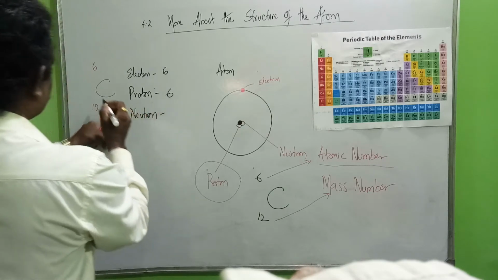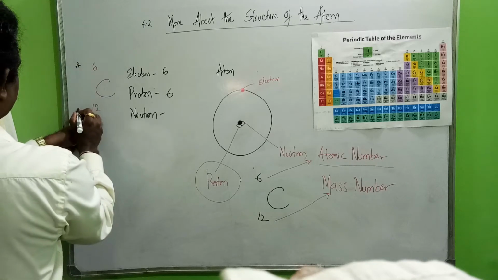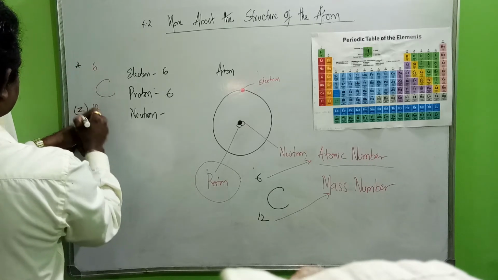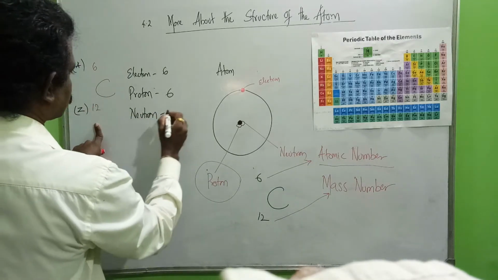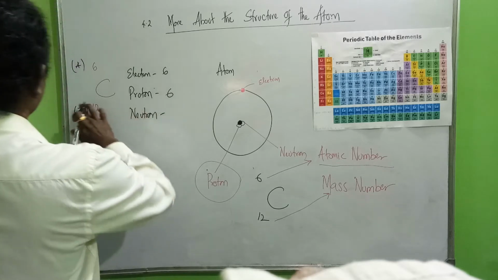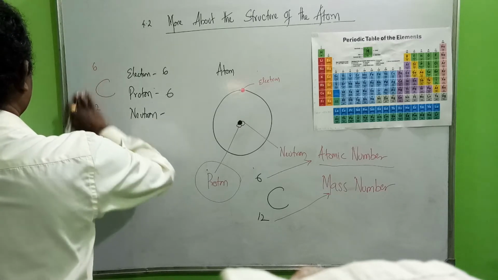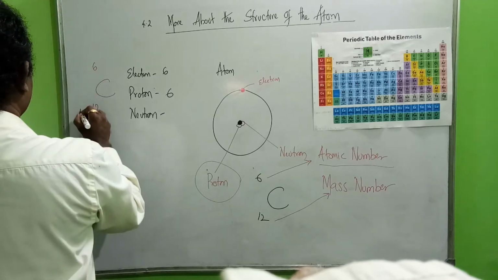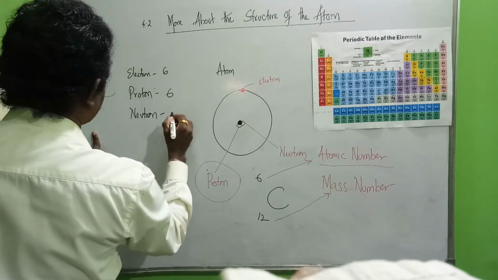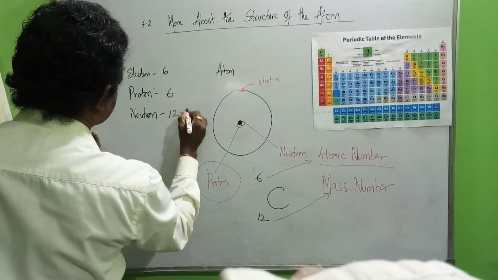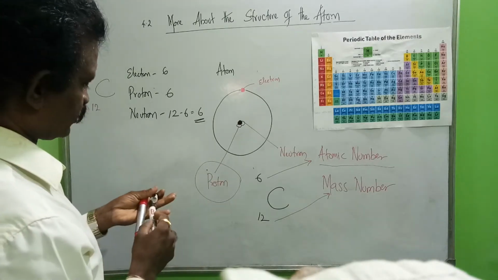For neutrons, there is a formula. Mass number is called A, and atomic number is called Z. So this is the indication. Now, how do you find out neutron number? Neutron number is A minus Z. Correct. So that means what? Mass number 12. 12 minus 6, that becomes 6. 6 neutrons are there.